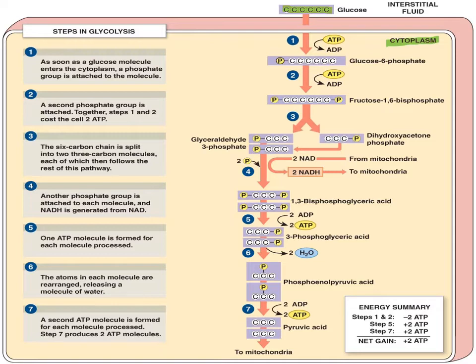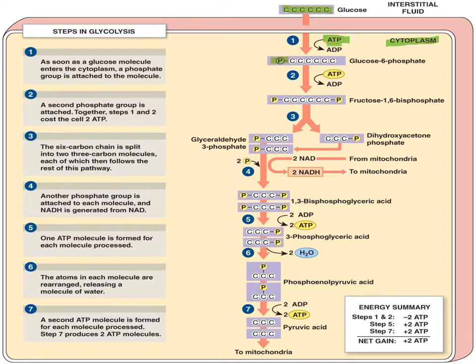So step one is the addition of a phosphate. The addition of a phosphate is called phosphorylation. So the phosphorylation of glucose adds a phosphate group to the glucose molecule, and that requires 1 ATP. So glycolysis actually requires 2 ATP to complete this whole pathway. So the first step is phosphorylating the glucose into glucose 6-phosphate, and that utilizes 1 ATP.